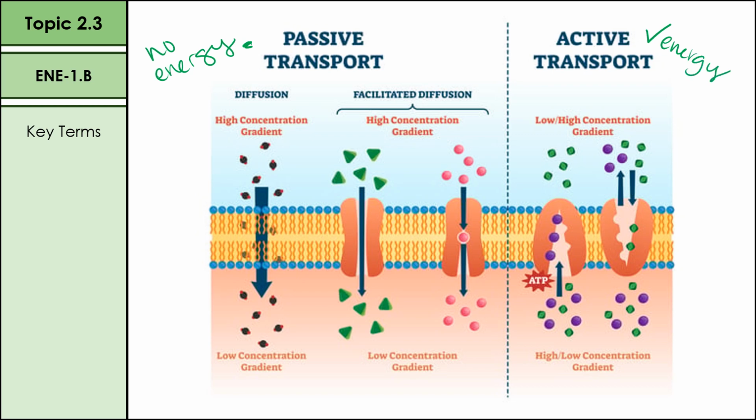Within passive transport, we've got two major categories. We've got simple diffusion, which can also include osmosis, although osmosis kind of fits somewhere in the middle because that is whether or not water is moving through our membrane or through a transport protein like an aquaporin.